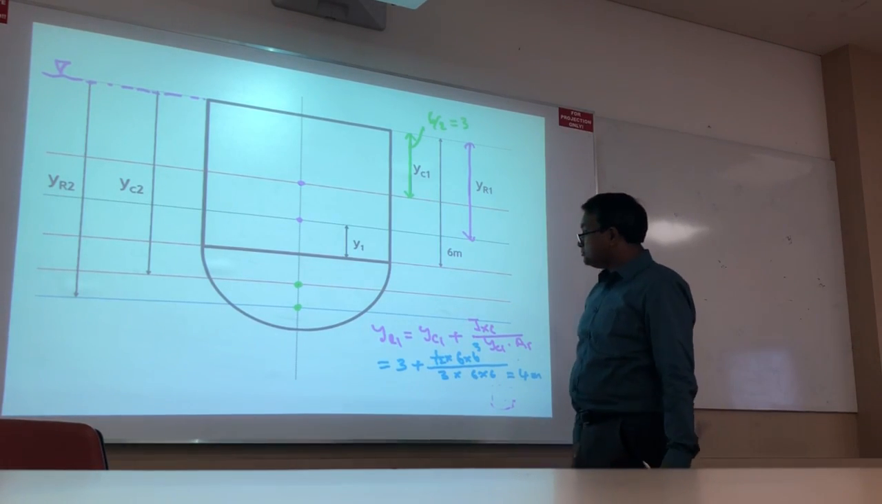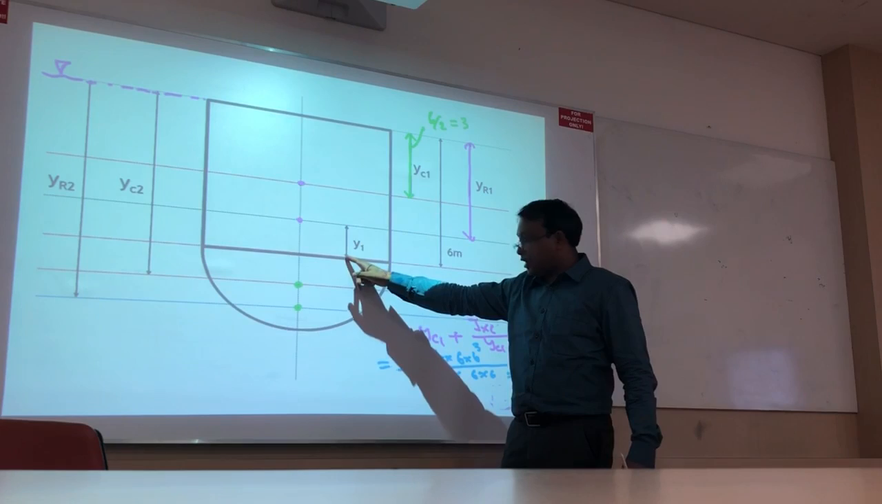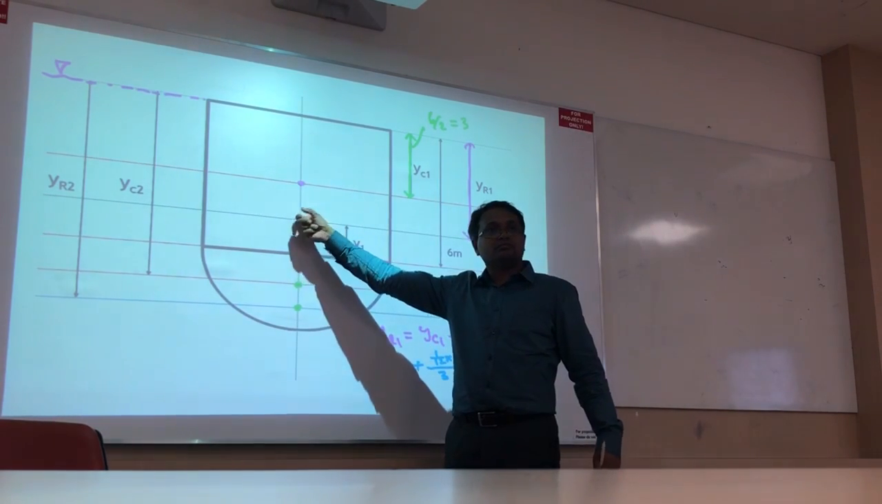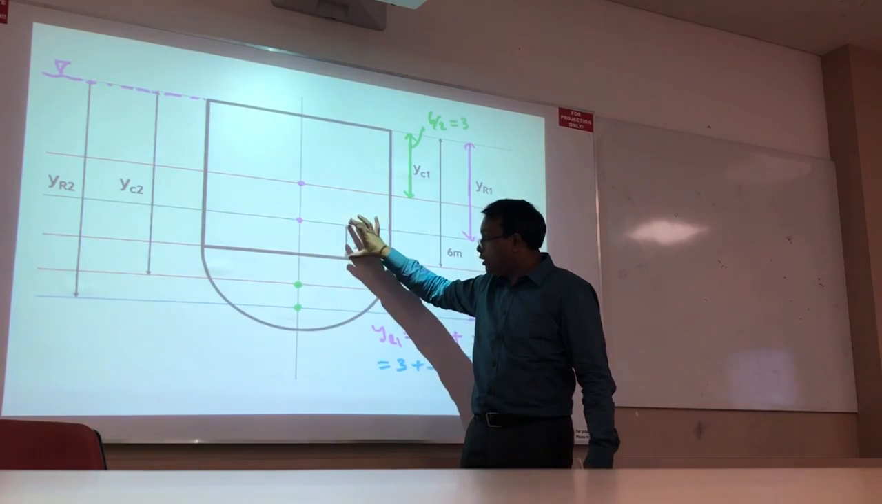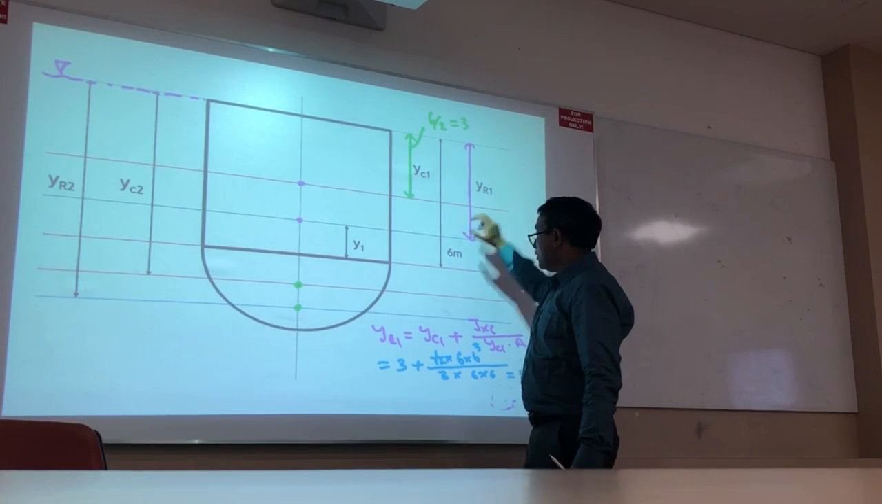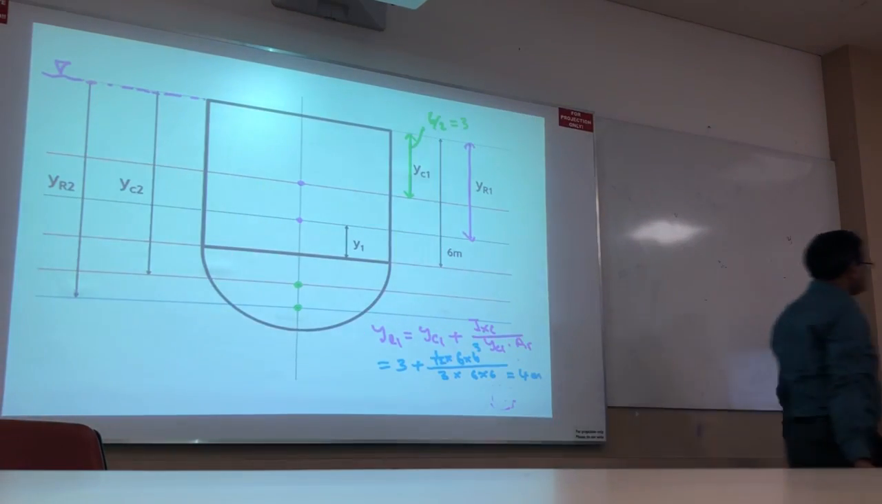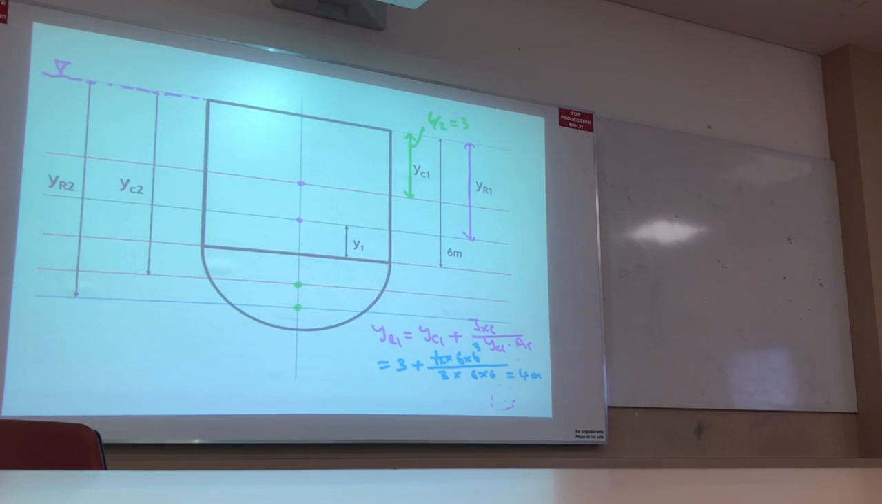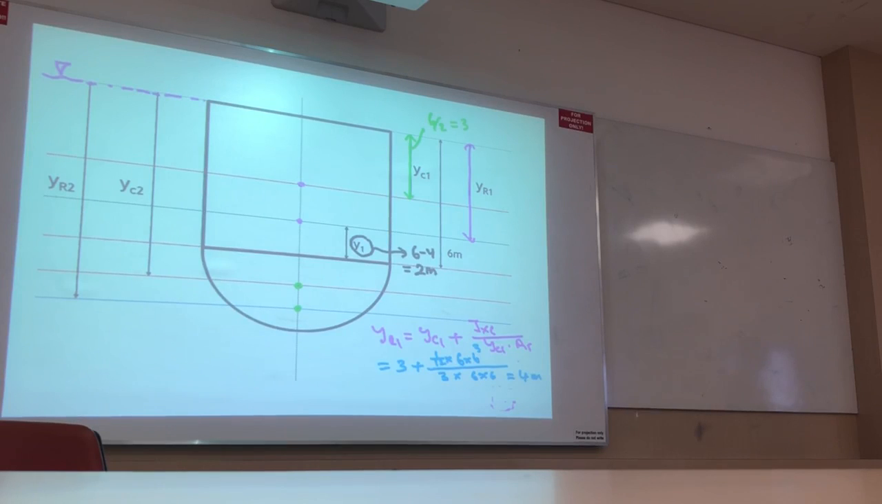Then I can find what is Y1. I need to find it, right? The center of pressure is here, so I need to find Y1. What is Y1? It is 6 minus YR1. Correct. So this y1 becomes 6 minus 4. Am I right? Correct. Now I am going to find YC2, because one center of pressure is here.